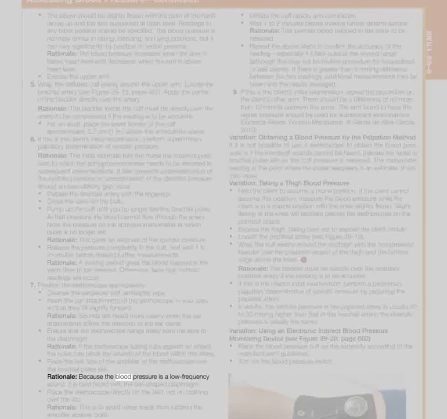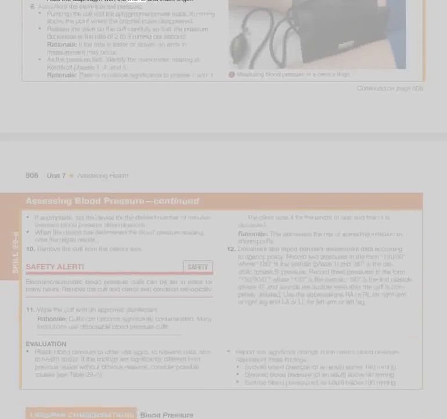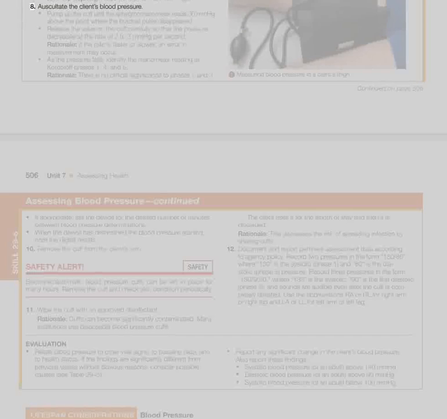Place the bell side of the amplifier of the stethoscope over the brachial pulse site. Rationale: because the blood pressure is a low-frequency sound, it is best heard with the bell-shaped diaphragm. Place the stethoscope directly on the skin, not on clothing over the site. Rationale: this is to avoid noise made from rubbing the amplifier against cloth. Hold the diaphragm with the thumb and index finger. 8. Auscultate the client's blood pressure.